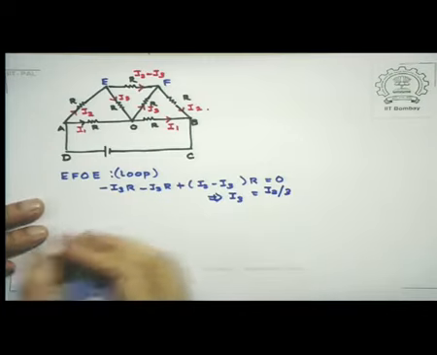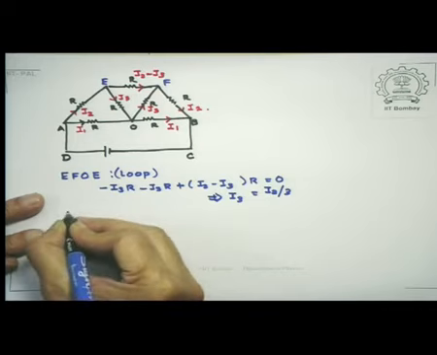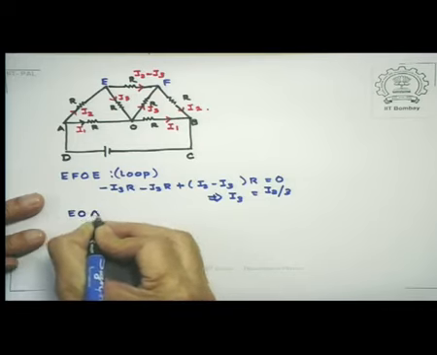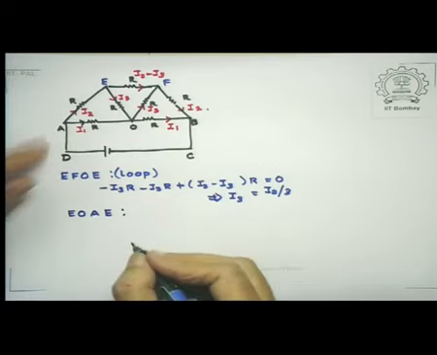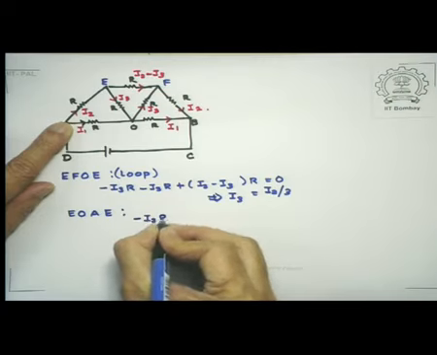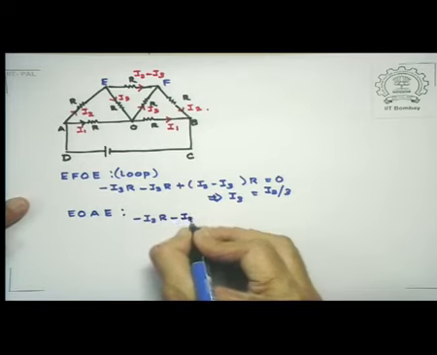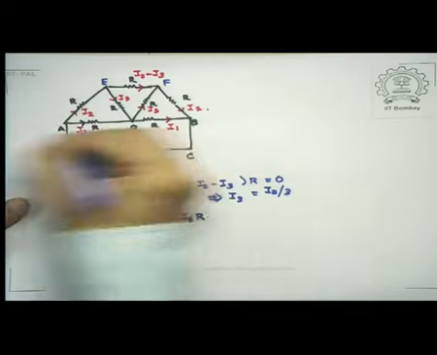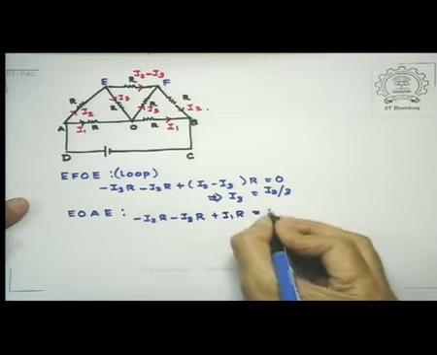Now let me look at, for instance, the left loop, which is EOAE. Now what do I have there? I have minus I2R minus I3R plus I1R equal to 0.